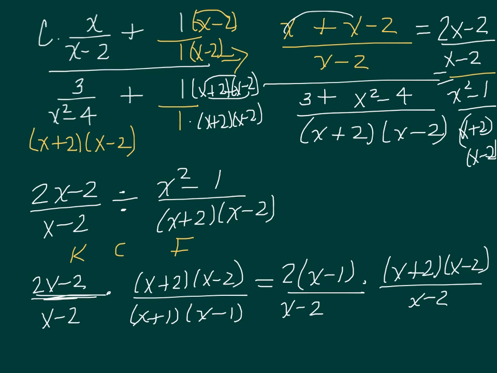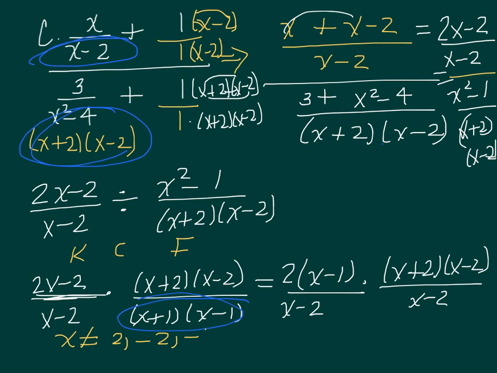Alright, let's do our restrictions. x cannot equal any value of x that would make your denominator 0. So we have 1 here, we have 2 here. Same one, same one, same one. So x can't be positive 2, negative 2, negative 1, positive 1.